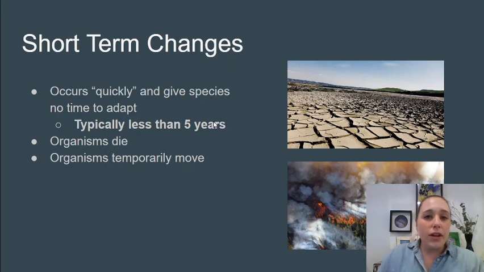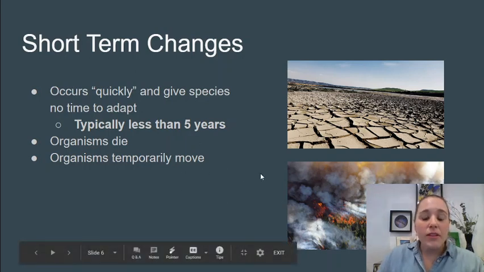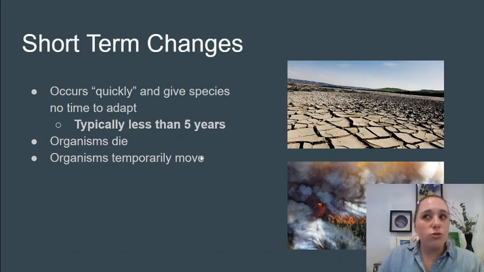Or the organism's going to temporarily move out of that area. And this is what we typically think of, if there's a fire, our organisms are going to try to get away from the fire. But some organisms are going to be more successful at leaving that area than others. Like a bird. A bird's going to be able to fly, so it's going to zoom out of there no problem. Whereas our little precious koala bears that are in Australia, they're probably not going to make it.